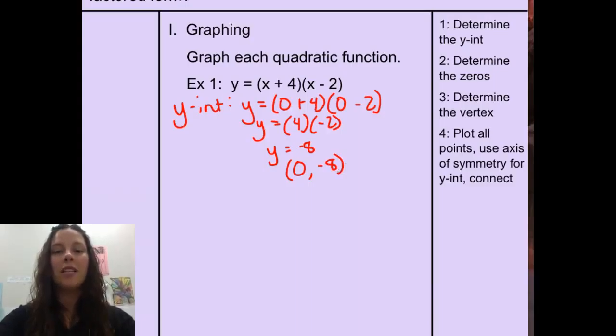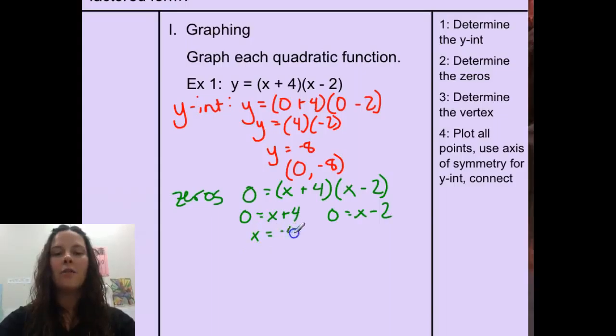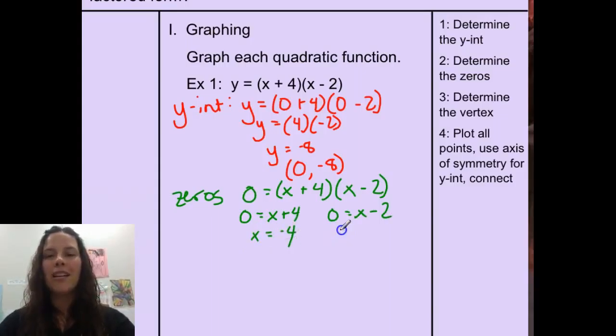Before we find the vertex, we need the zeros or x-intercepts. This occurs where y equals 0, so we replace y in the equation with 0 and solve for x. Remember, with a parabola, we could have our parabola cross the x-axis twice, so sometimes we get 2 x-intercepts. Setting each piece equal to 0, this is our zero product property. Equation on the left, subtracting 4 from both sides, we get x equals -4. Equation on the right, adding 2 to both sides, we get x equals 2.